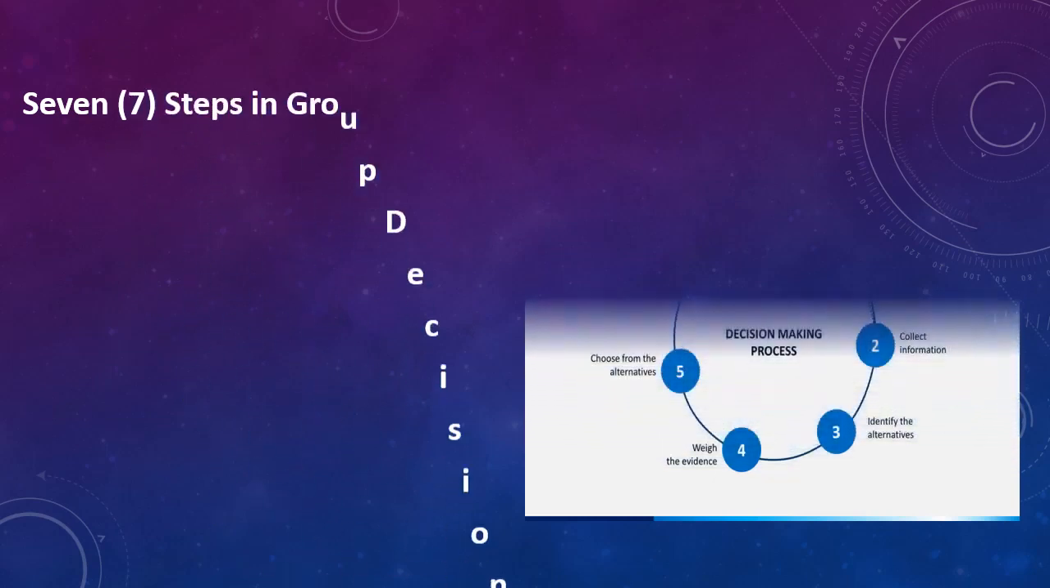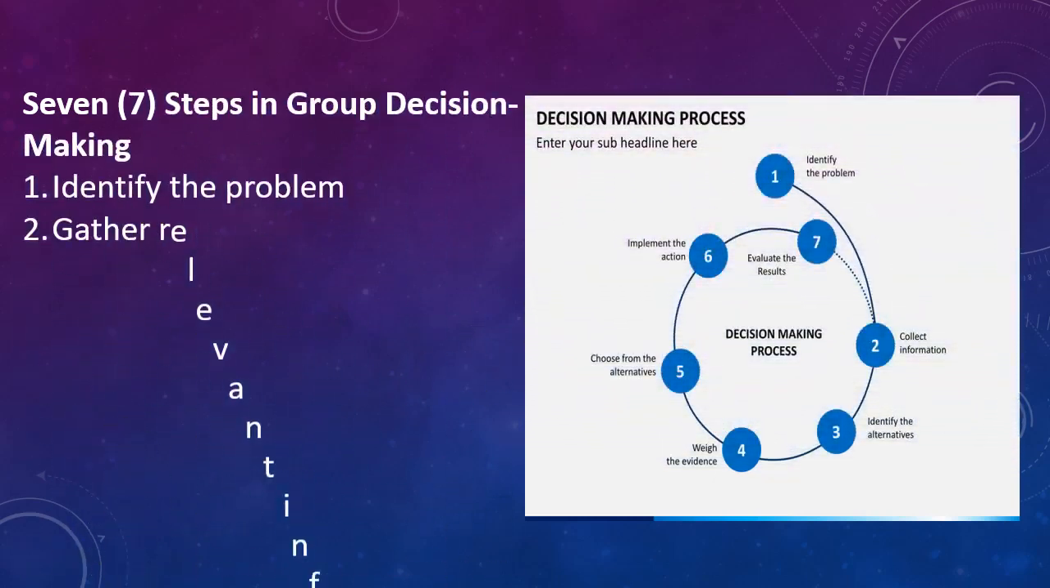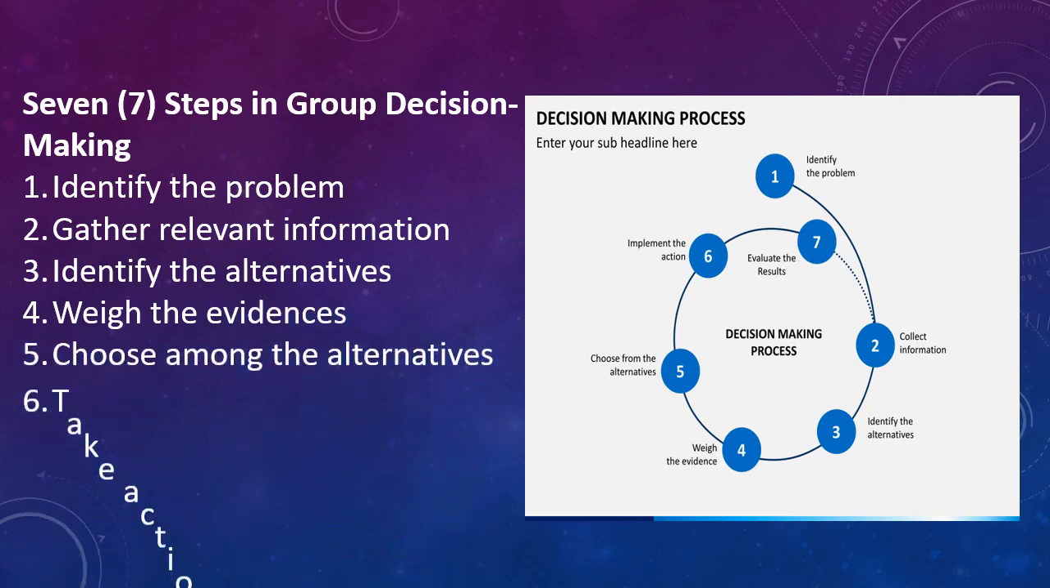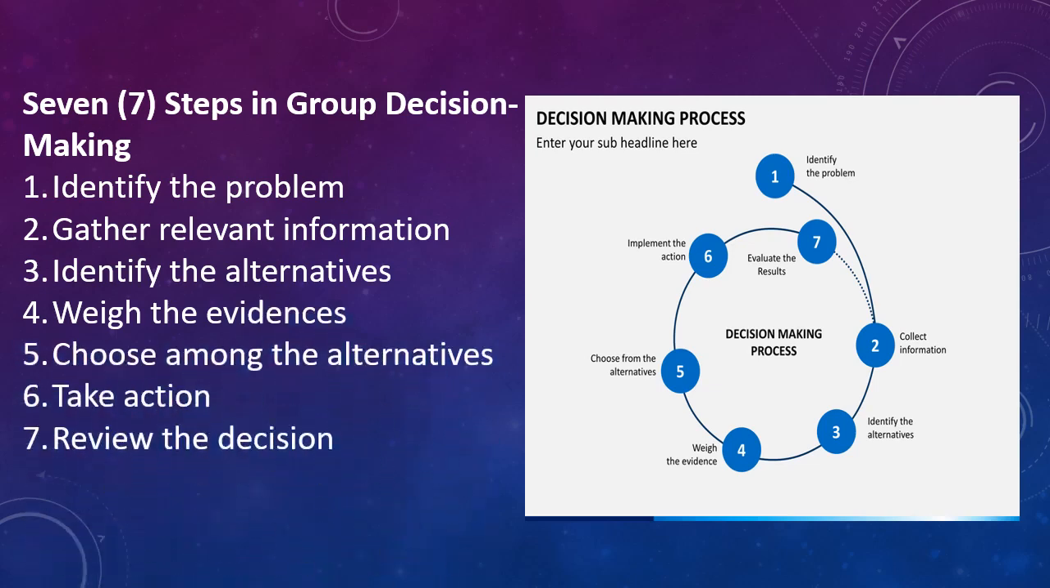7 steps in group decision-making. First, identify the problem. Second, gather relevant information. Third, identify the alternatives. Fourth, weigh the evidence. Fifth, choose among the alternatives. Sixth, take action. Seventh and last, review the decision.